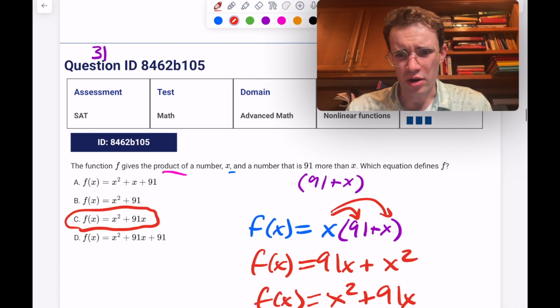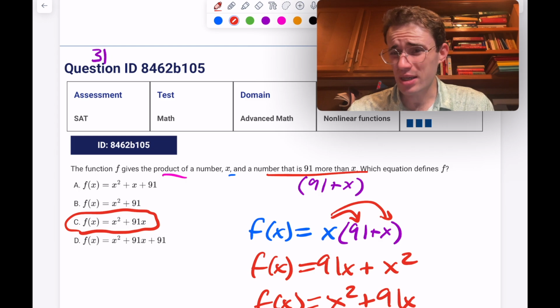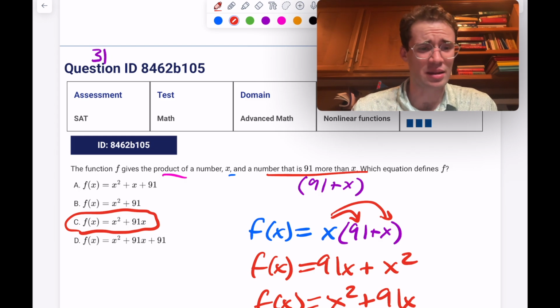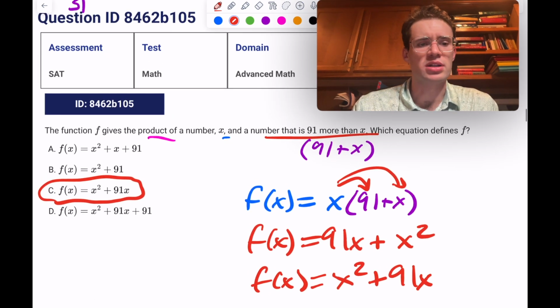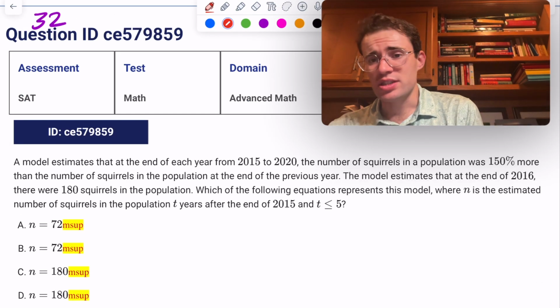All right, I'm not sure why this one's in the hard section. I guess you have to read what this part says and you have to know what product means, but I would definitely put this one at least in the medium, if not the easy, compared to some of the other ones we're doing.